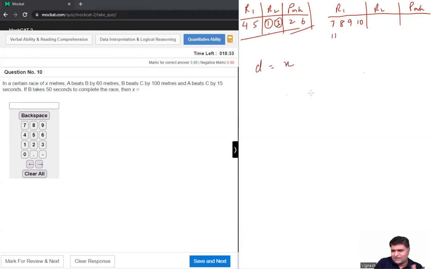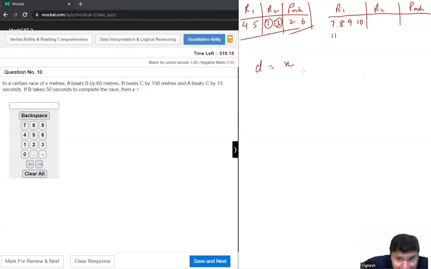Here we can't use our ratios because we don't have any time or anything. We don't have a sense of A beating B and B beating C. We don't have how much A beats C by. So speed is equal to distance over time, and we form an equation.